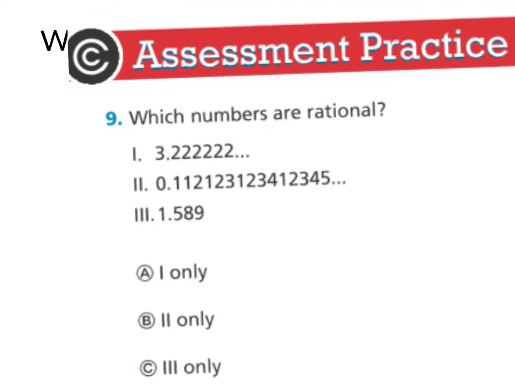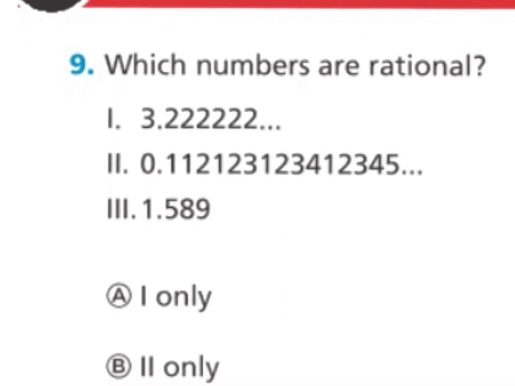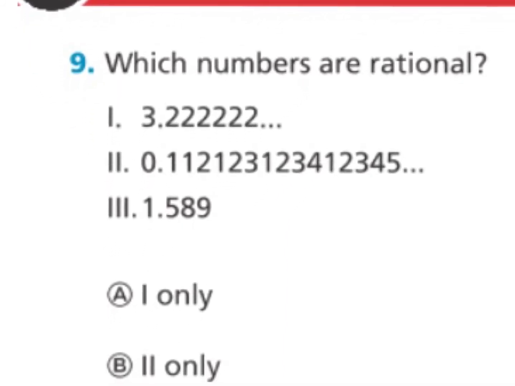So if we look at our first decimal, 3.222222..., okay, we could write it like this. So that's a repeating decimal. So that one is rational. Repeating is always rational. We could write it as 3 2/9, and then we could change it to an improper fraction if we want.